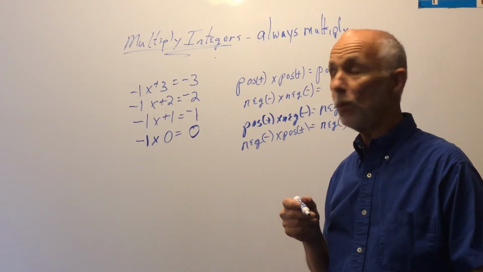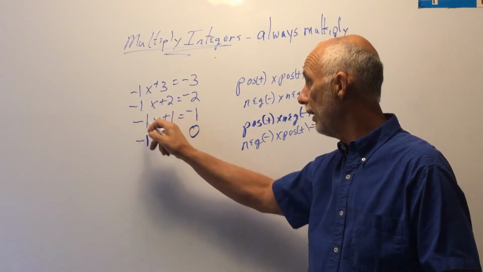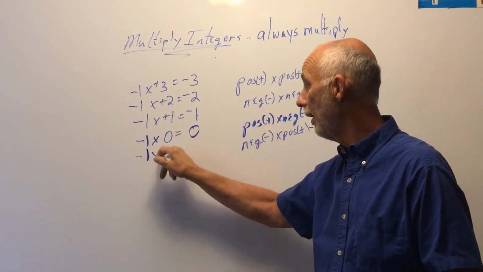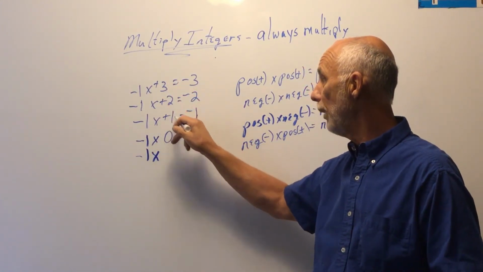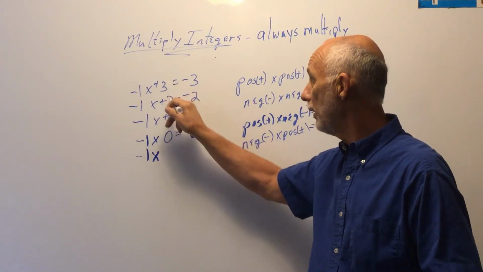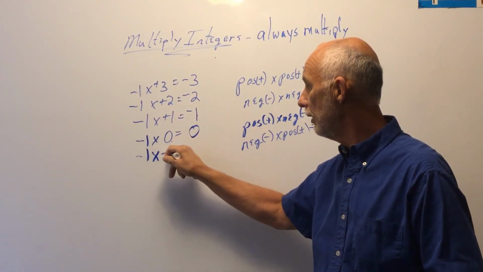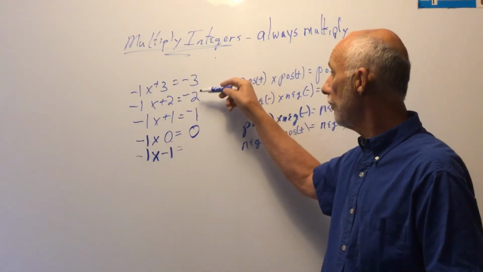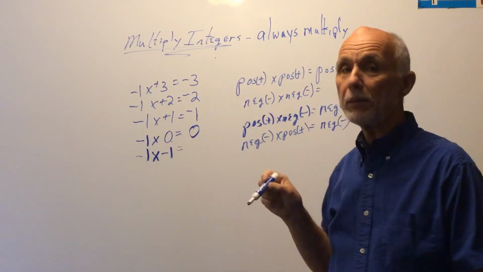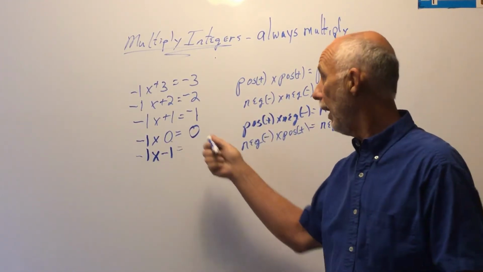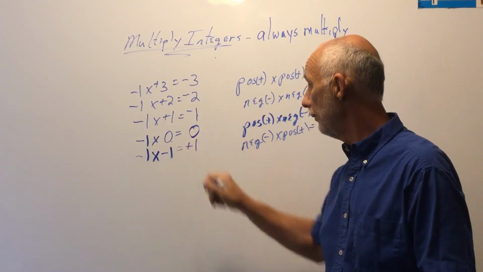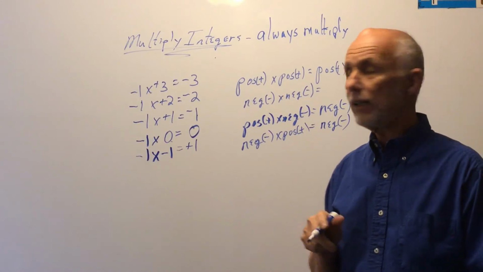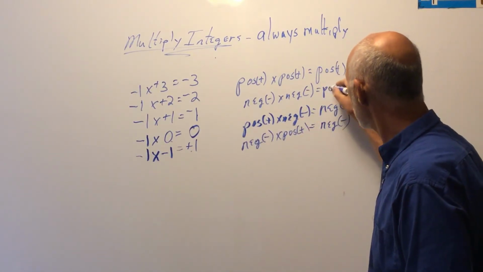But let's continue it one more time. Negative 1, negative 1, negative 1, negative 1 again, times, times, times, times, positive 3, positive 2, positive 1, 0, and again I'm going down 1. 1 less than 0 is a negative 1. Equals, equals, equals, equals, negative 3, negative 2, negative 1, 0, and remember I'm going up 1, and 1 more than 0 is a positive 1. So it turns out that a negative times a negative is not a negative. A negative times a negative is actually equal to a positive.